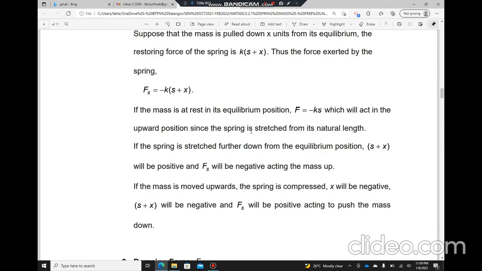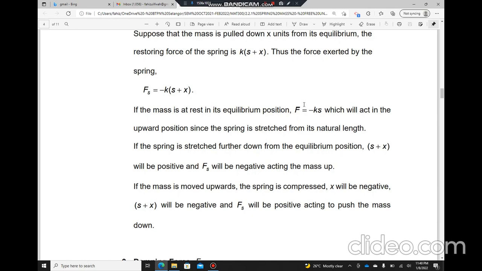sebab dia upward position, so dia negatif ks. Since the spring is stretched from its natural length, if the spring is stretched further down from the equilibrium position, s + x will be positive and Fs will be negative, acting to pull the mass up. If the mass is moved upward, the spring is compressed, x will be negative, s + x will be negative, and Fs will be positive, acting to push the mass down.